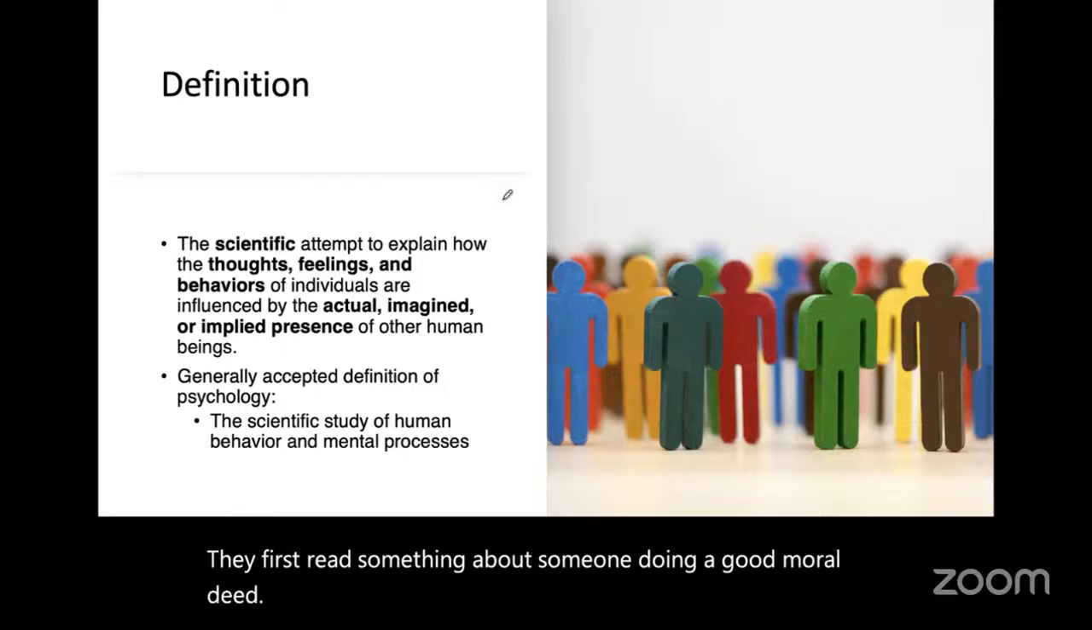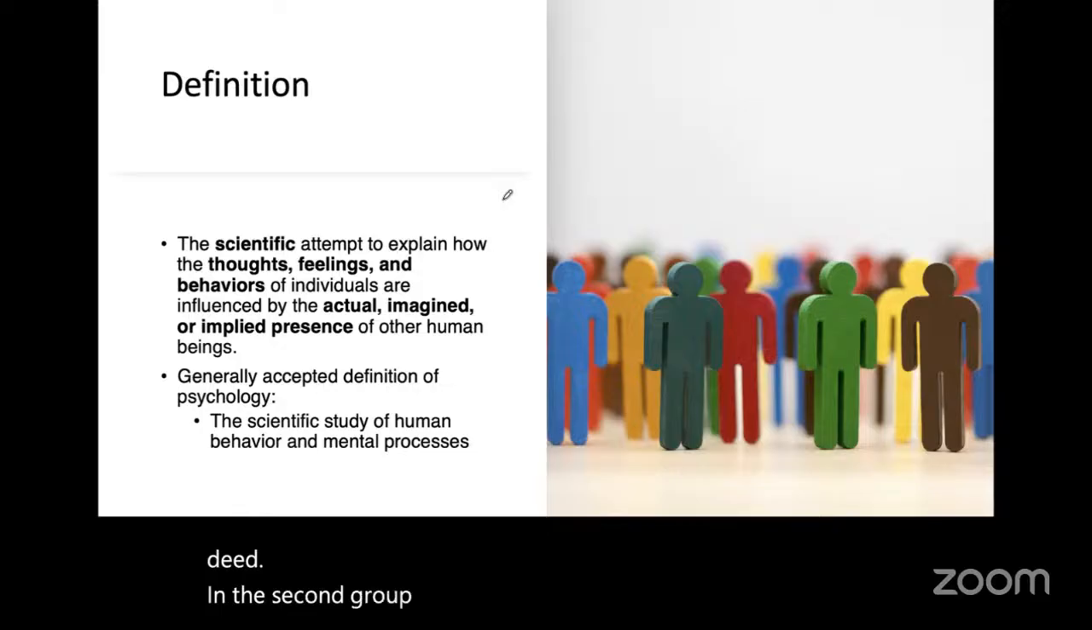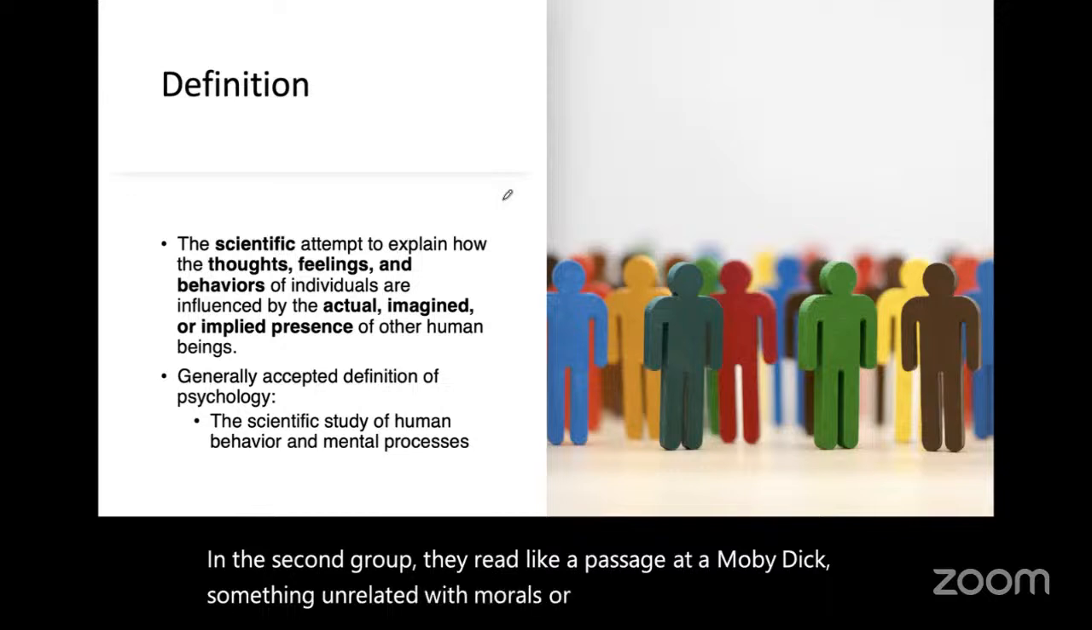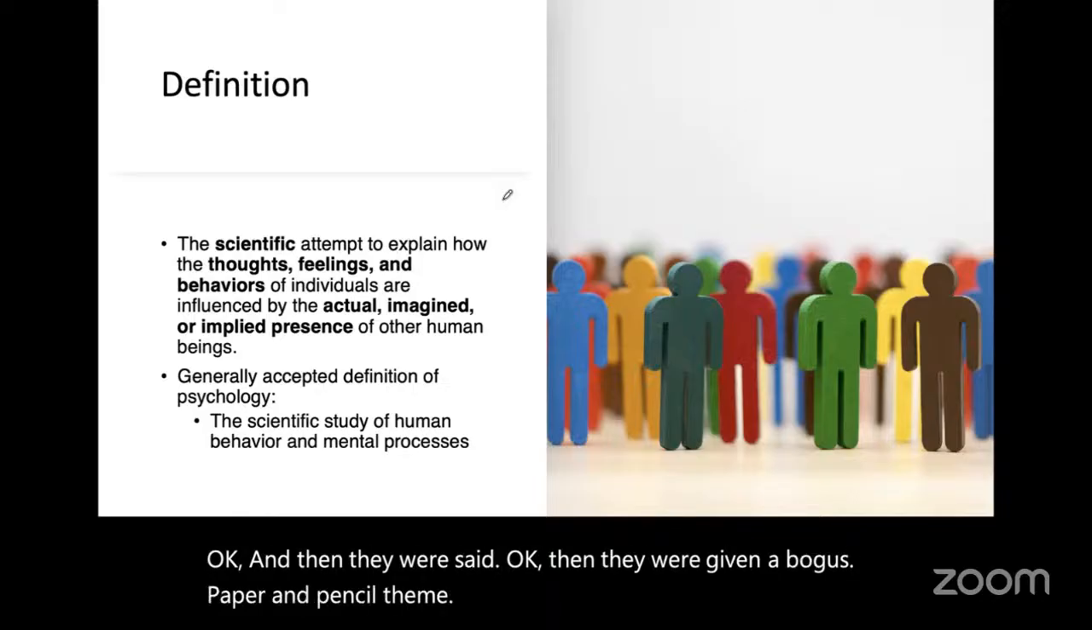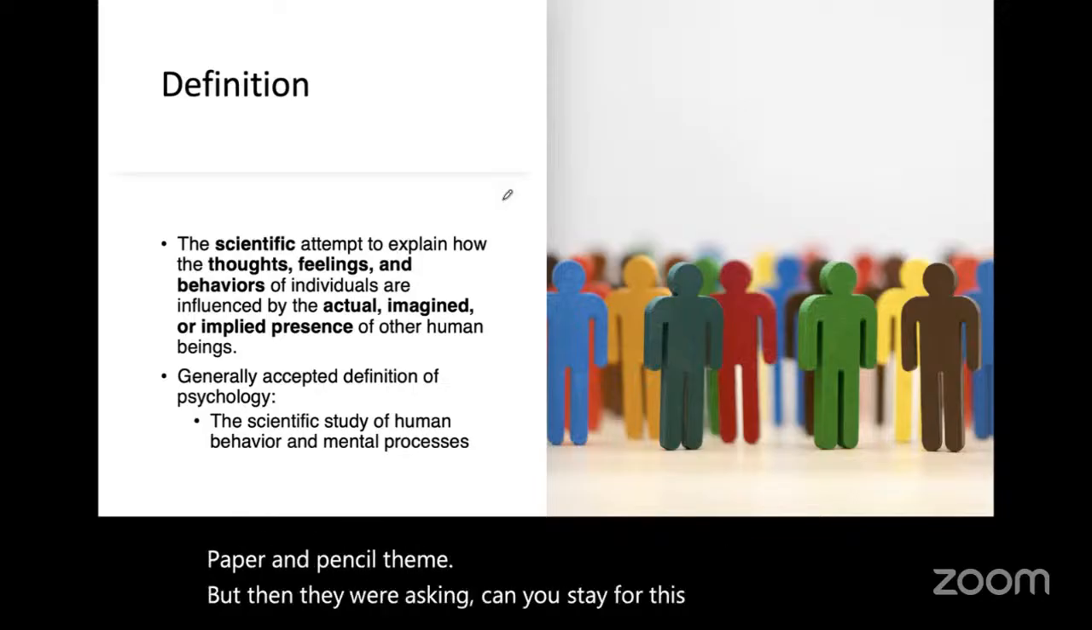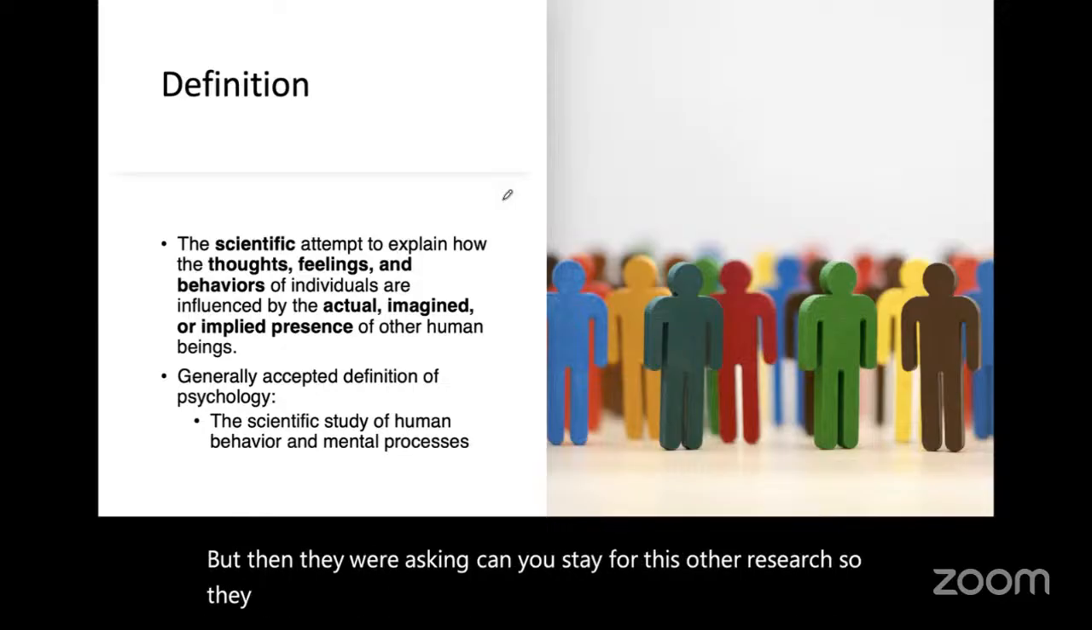In the second group, they read a passage out of Moby Dick, something unrelated to morals or moral fortitude. Then they were given a bogus paper and pencil task. But then they were asked, hey, can you stay for this other research? So they thought the reading and what they were about to engage in were two separate things.